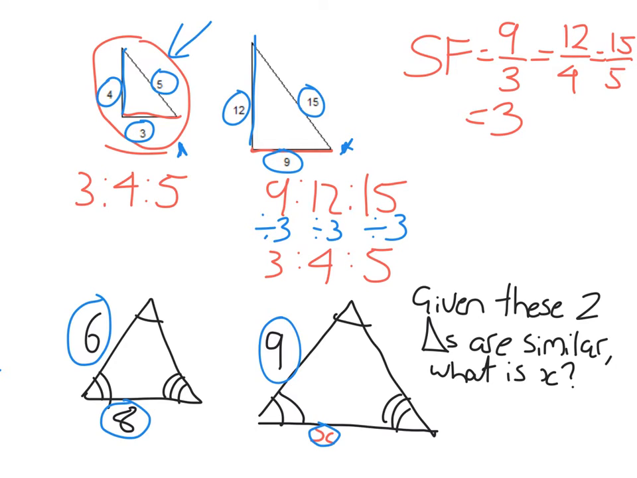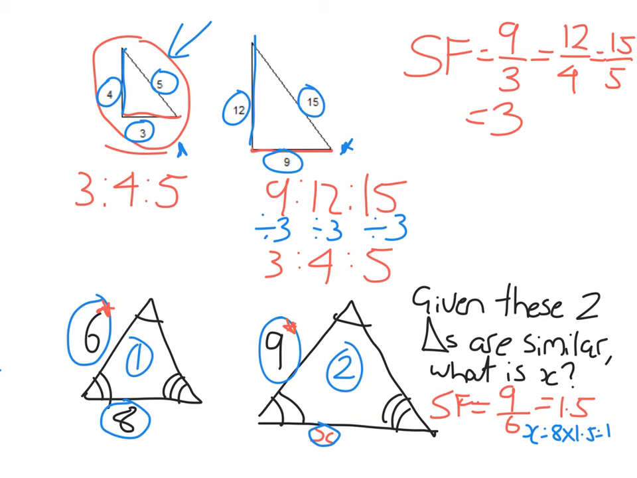Okay, so the scale factor is what we need to know this. So the scale factor is what did I times by the side in the smaller triangle to get the one in the larger. So this would just be 9 divided by 6, which is 1.5. We always do the larger triangle divided by the smaller triangle. So the scale factor is 1.5. So I'm taking each side of triangle 1 and multiplying it by 1.5 to get triangle 2. So, of course, x would just be 8 times 1.5, which is 12.